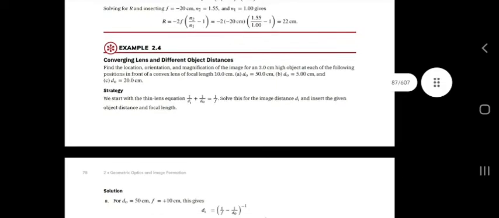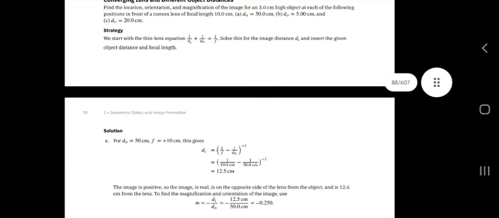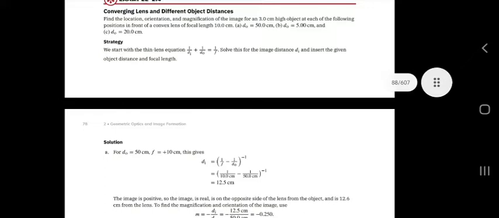So as we can see, the given values from this problem set: the object is 3.0 cm high, and our focal length is 10 cm. So let's proceed to the solution. So in letter A, we are going to find the image distance for the object distance of 50 cm.